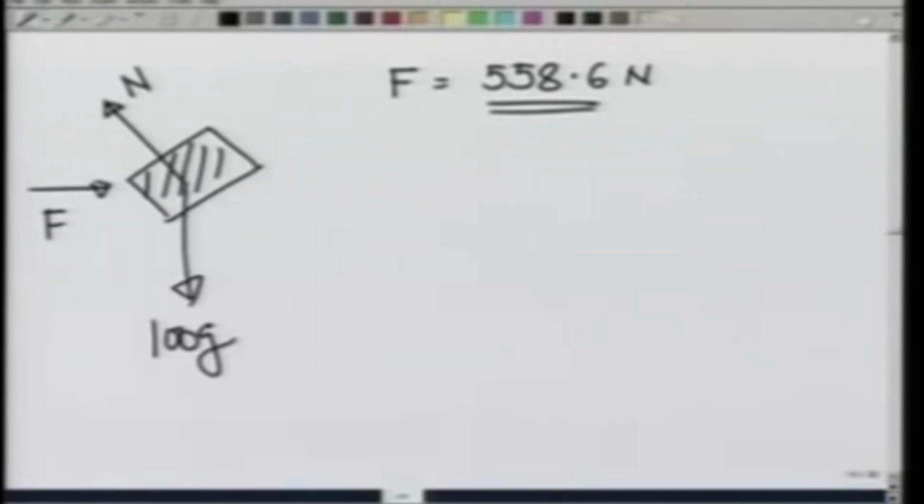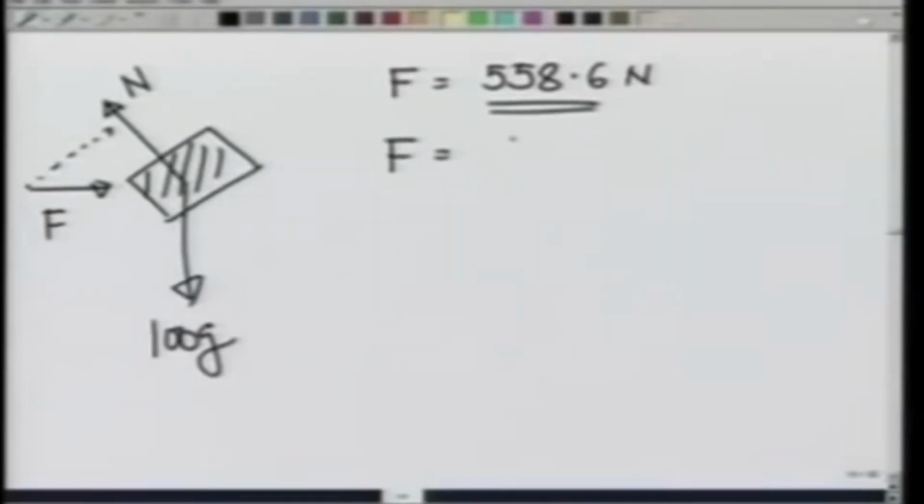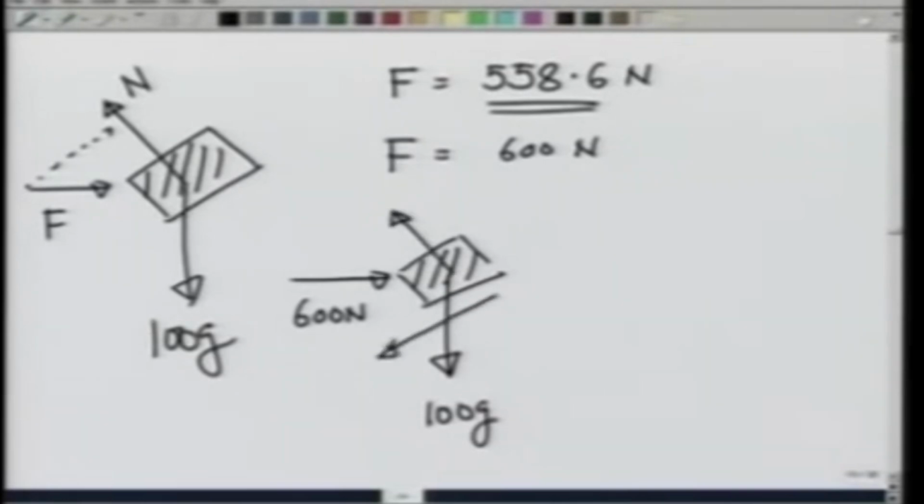If I go beyond 558.6 newtons, this force would have a larger component up the plane, and therefore the block would have a tendency to move up. And therefore, for F equals 600 newtons, the frictional force on the block would be acting down. If I make a free body diagram for F equals 600 newtons, I would have 600 newtons acting this way, 100 g pulling it down, normal reaction N, and frictional force down the plane. This would be the free body diagram.